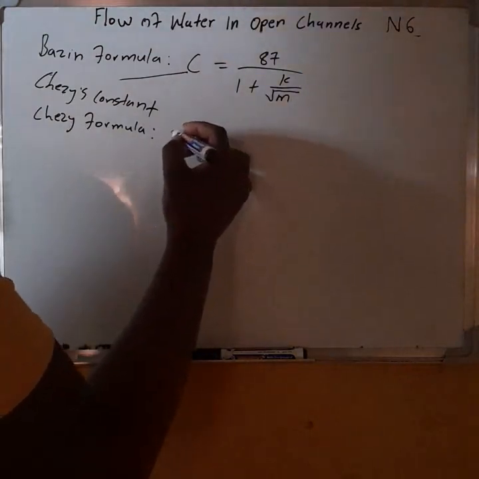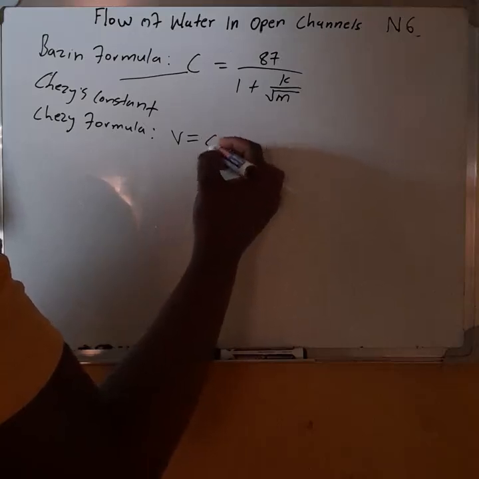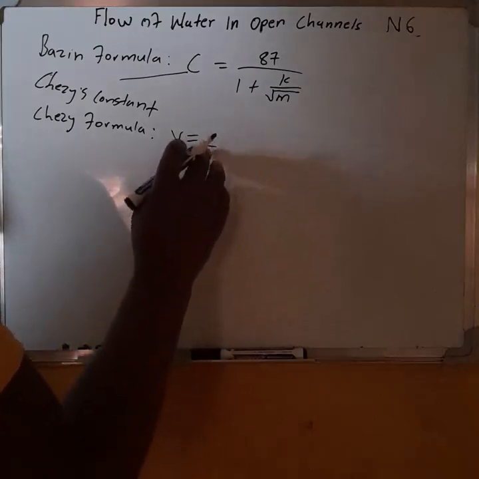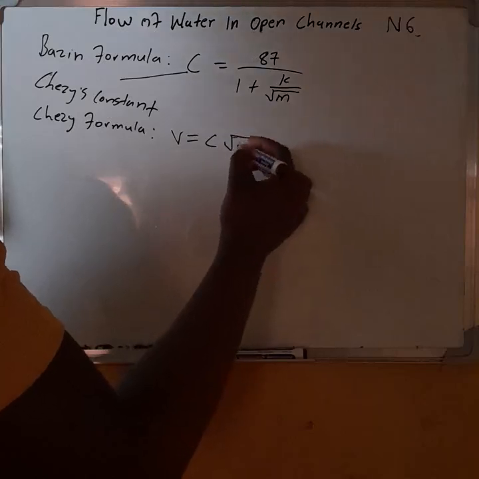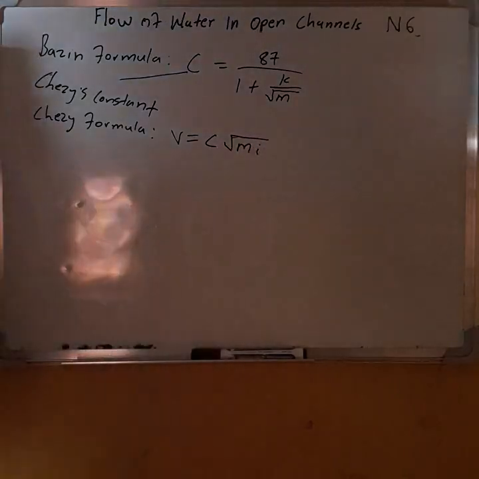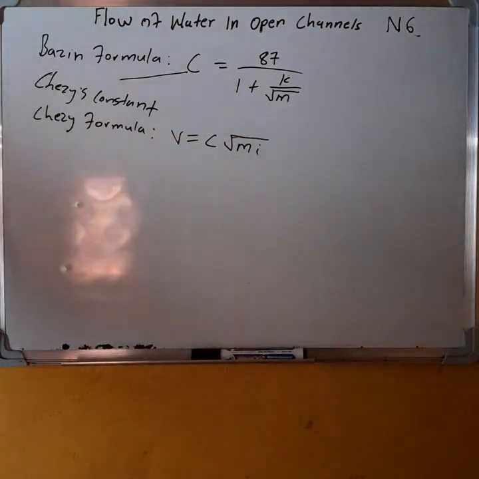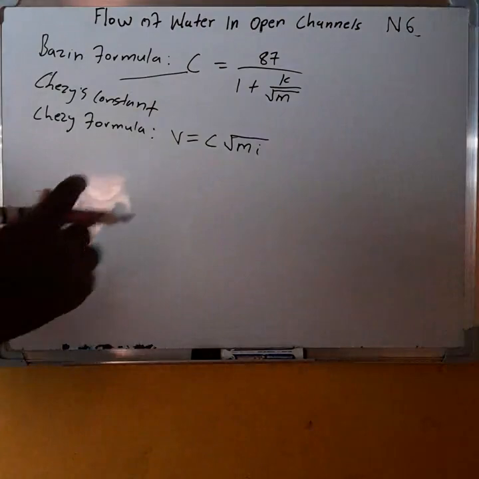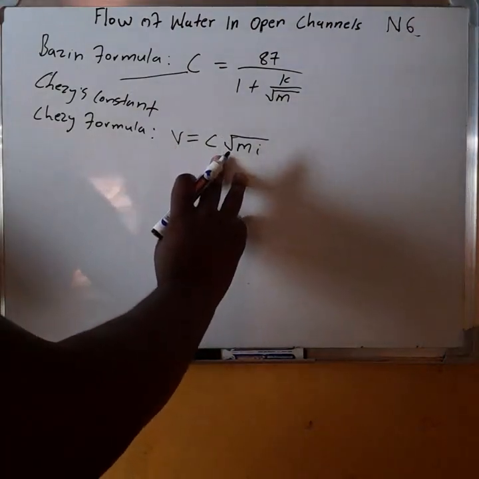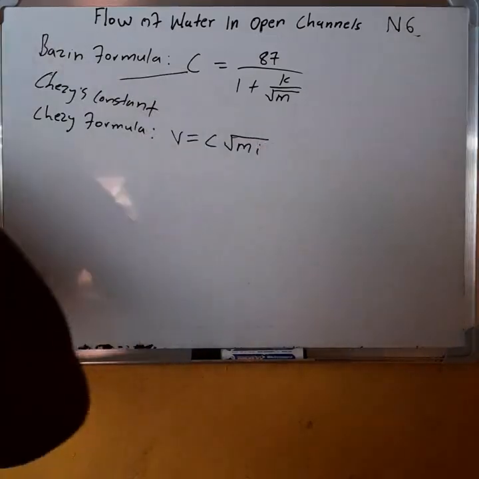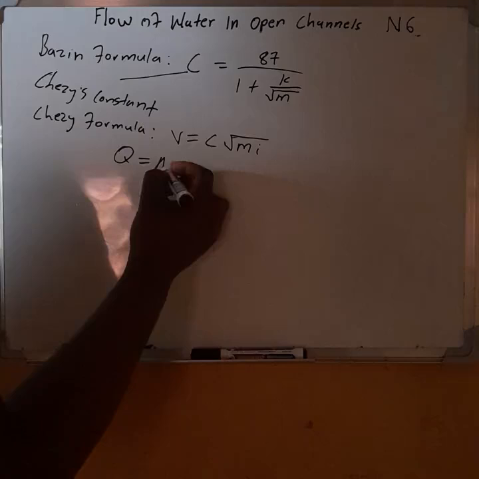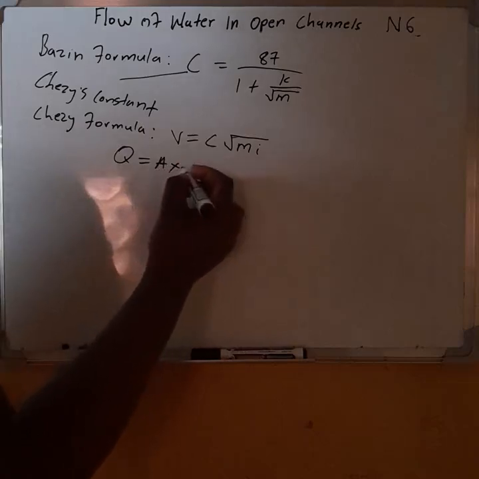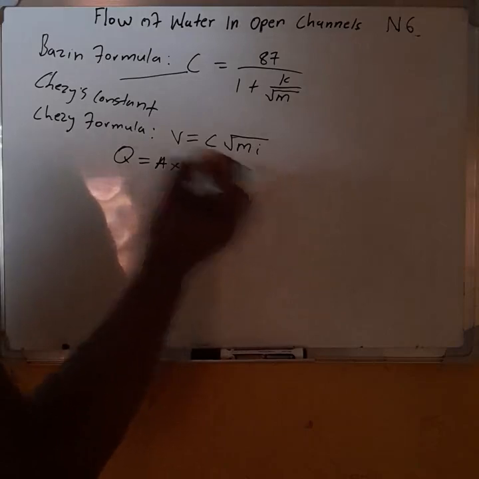The Chezy formula states that the velocity is equal to Chezy's constant, multiplied by the square root of the hydraulic mean depth multiplied by the slope of the gradient. This is the velocity formula. If you want to find the rate of flow, the rate of flow is area multiplied by this velocity.